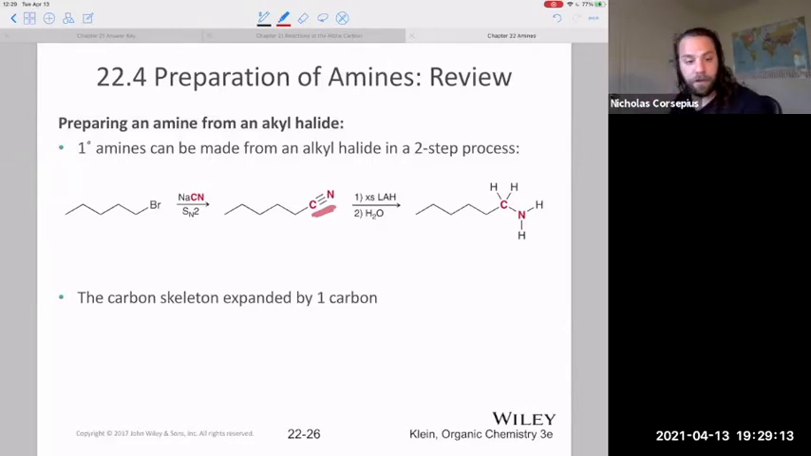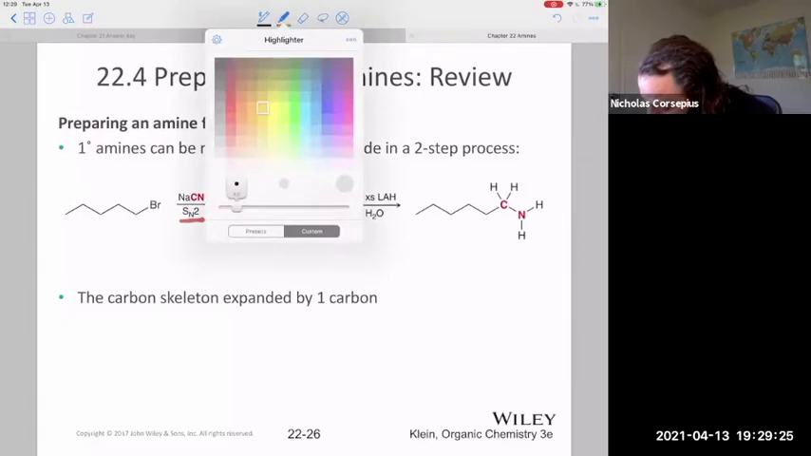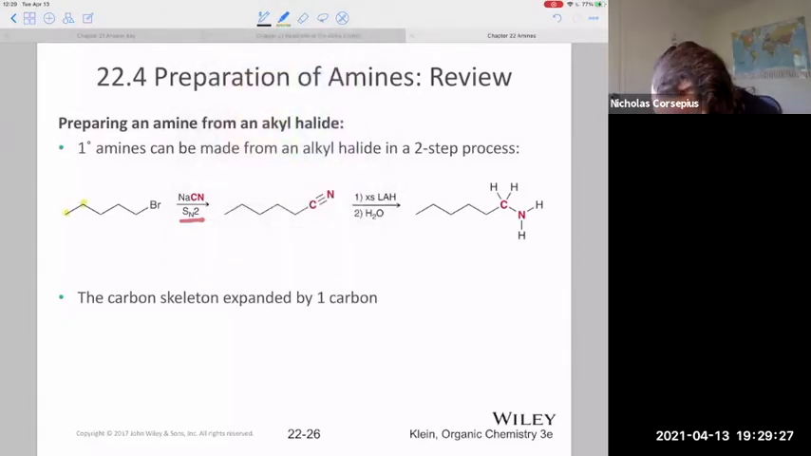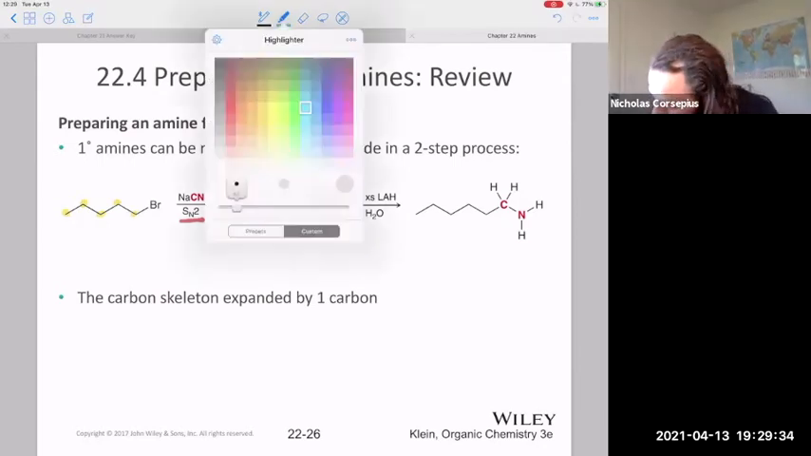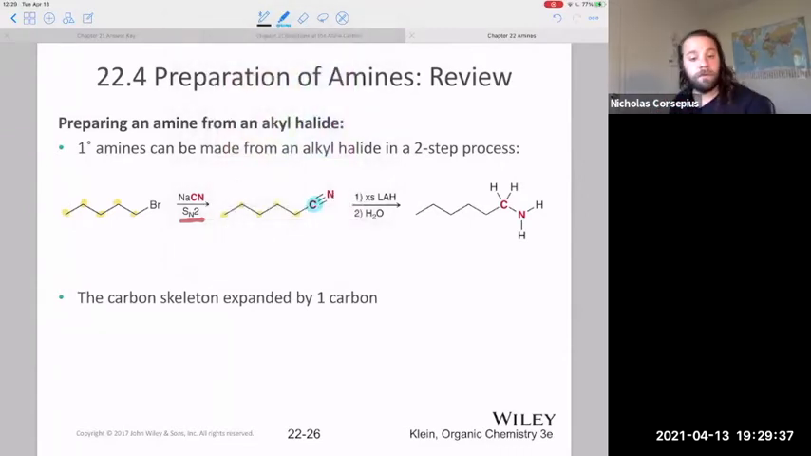We can't make secondary or tertiary because we need this SN2 process, which is only really efficient for primary alkyl halides. Also, a signature of this type of reaction is the fact that you start off with an alkyl halide that's 1, 2, 3, 4, 5 carbons in this case, and we grow our carbon chain by an additional carbon in this method of synthesis. Okay, so that's sort of a telltale sign that you're using this method to prepare an amine. You've added 1 carbon from your alkyl halide.